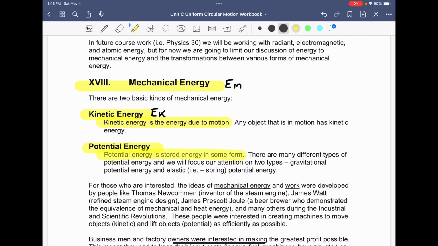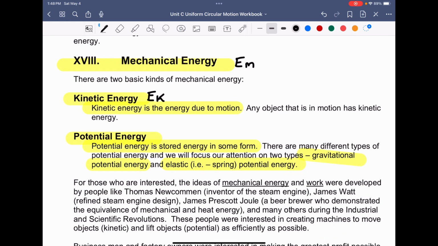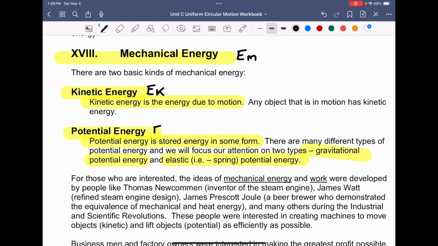We have this potential energy stored in some form, and it can exist in terms of gravitational potential or even elastic, such as a spring type of energy. It can also exist in the case of a pendulum. So we're going to have potential energy stored in the case of a pendulum going back and forwards. If it's given some sort of height, we will say it's EP.